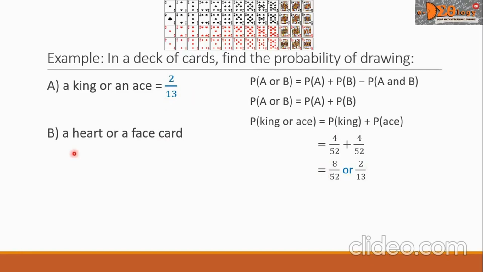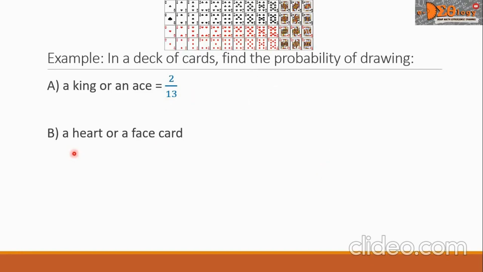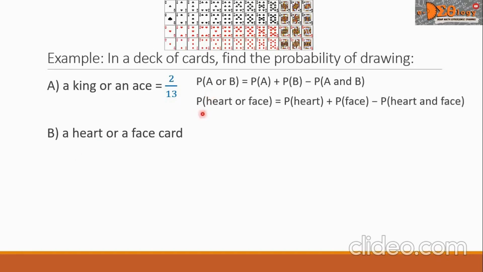Let's go now to problem B. Let us take the probability of drawing a heart or a face card. This is not a mutually exclusive event. So we may write now, using our formula here, that P of heart or face equals P of heart plus P of face minus P of heart and face.